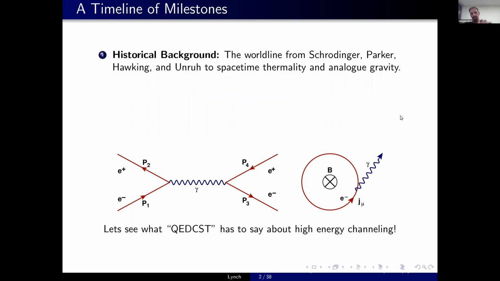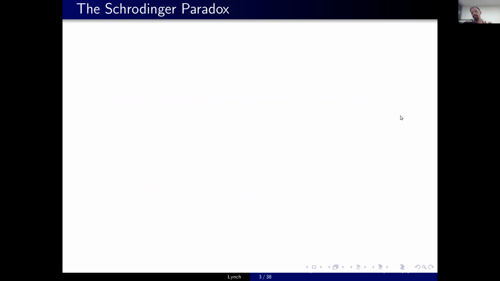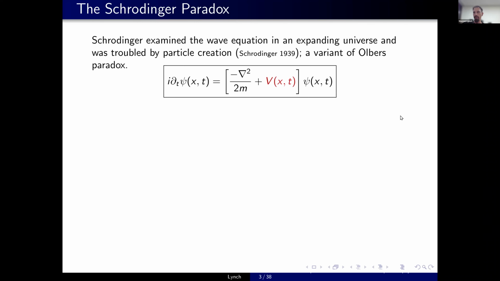Let's go back to the beginning for a historical introduction to everything. Quantum field theory and curved spacetime actually began with Schrodinger. After he had developed his wave equation, he wasn't resting on his laurels and immediately incorporated it into the curved spacetime settings being developed by Albert Einstein. He found that if you have a wave equation and an expanding universe, you get a runaway creation of particles, giving an Olbers-type paradox where you get a universe completely saturated with photons.